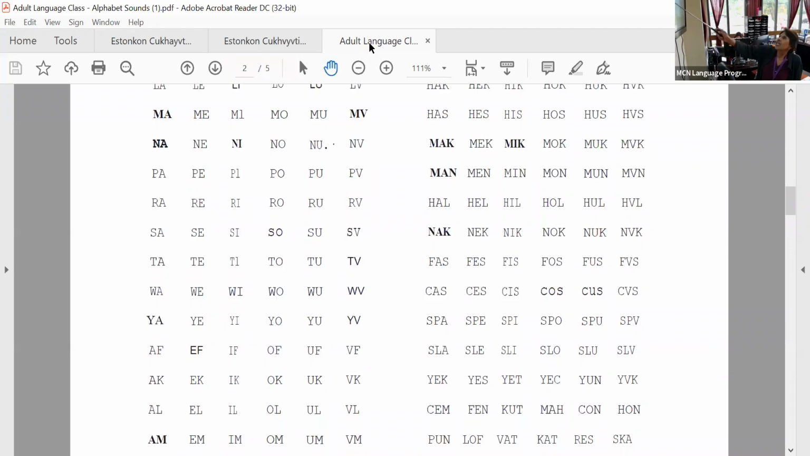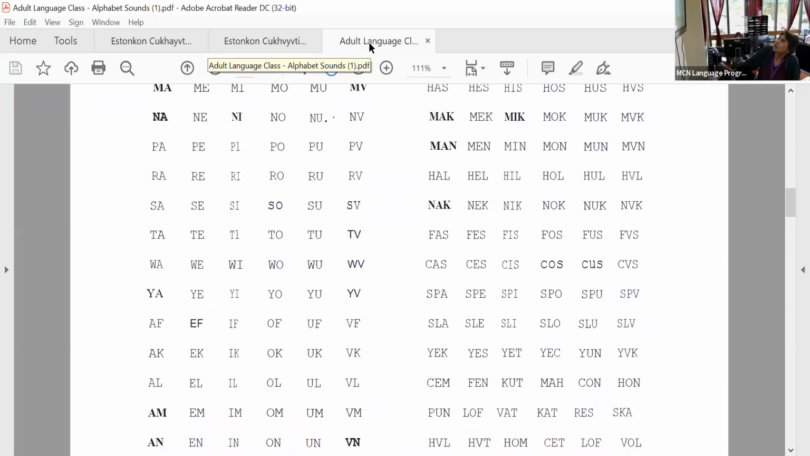Foss, feast, face, force, foose, fuss. Joss, cheese, jace, joss, juice, just. Spa, speed, spay, spool, spoo, spa. Slaw, slee, slay, slow, slew, sla. Yeek, yeast, yit, cheek, yan, yet.